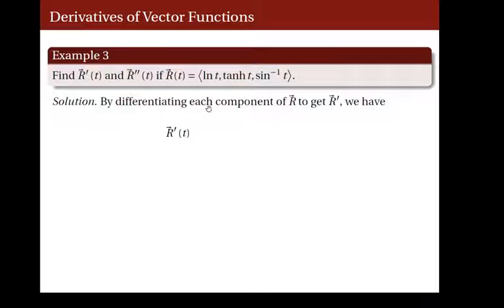Okay, so what we need to do here to get R prime of t is to differentiate each component of R of t. So first, what is the derivative of ln t? We have 1 over t. Now, for tanh of t, the derivative is sech squared of t.